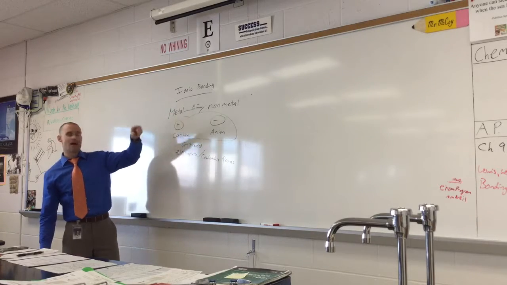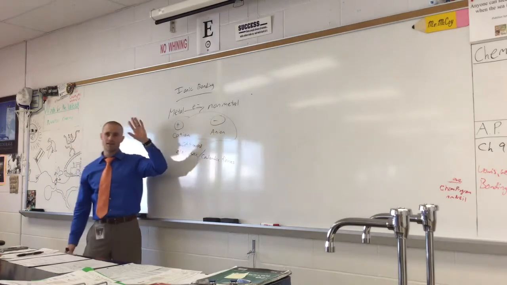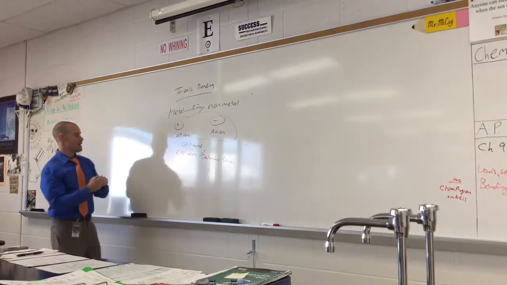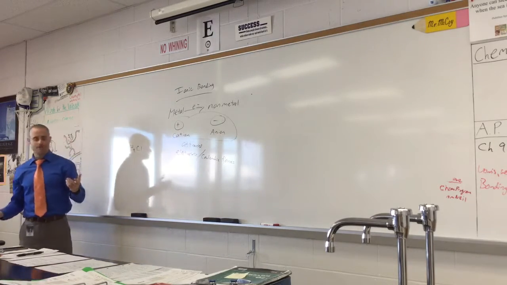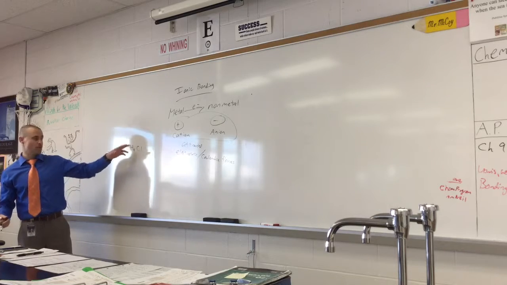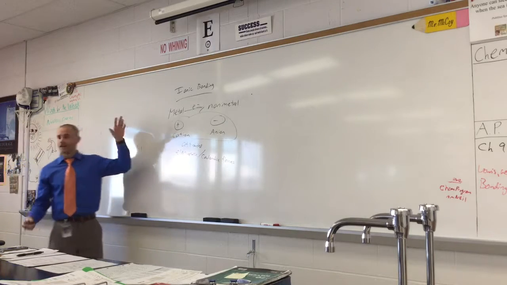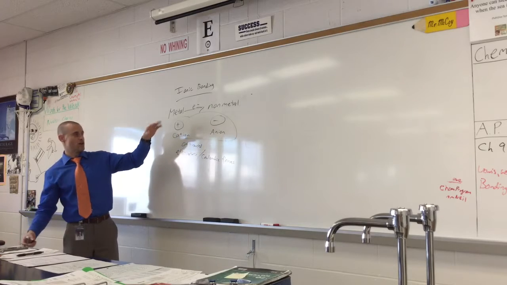It's usually a metal, non-metal. Sometimes it's not always that cut and dry. For example, NH4Cl is ionic. There's no metal. That's positive, that's negative. They still use cations and anions. So again, nothing in here is ever really cut and dry or black and white.